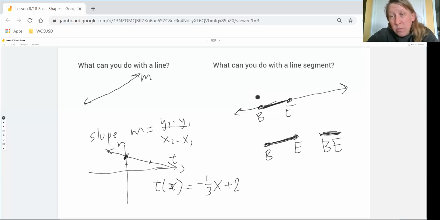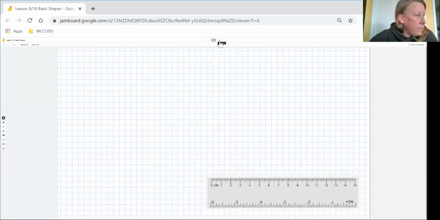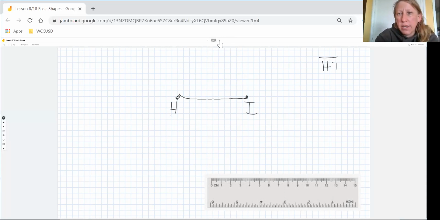With line segments, we can do a bunch of different things. One of the main things we can do with a line segment that we can't do with a line is measure it. So if there's a line segment on this paper, we'll call it line segment HI. So the name of this line segment is line segment HI, or I could call it line segment IH. Those are the only two names for this set of points from here to here.